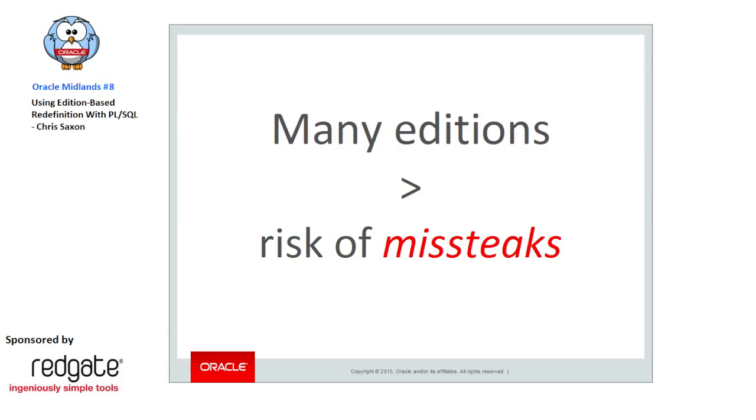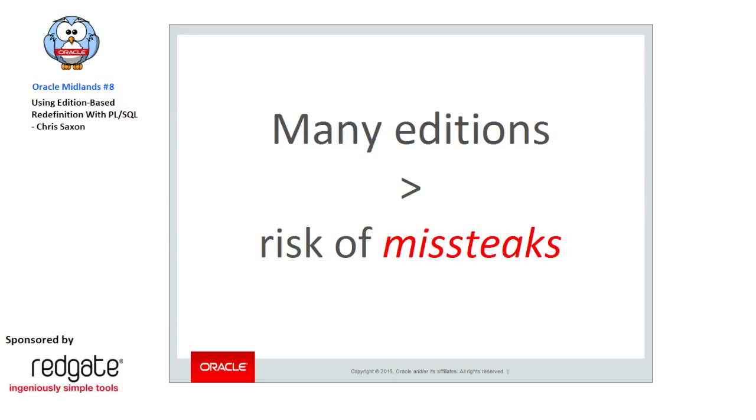Now another thing to be aware of is that you're building up these editions. So all databases come with a default, which is ORA$BASE, and then you release one, you've got release 1, edition 1, release 2, edition 2, release 3, edition 3, and you keep going up, building up more and more editions in your database. As you get more of these, it's more likely that someone will do something silly and connect to the wrong edition.